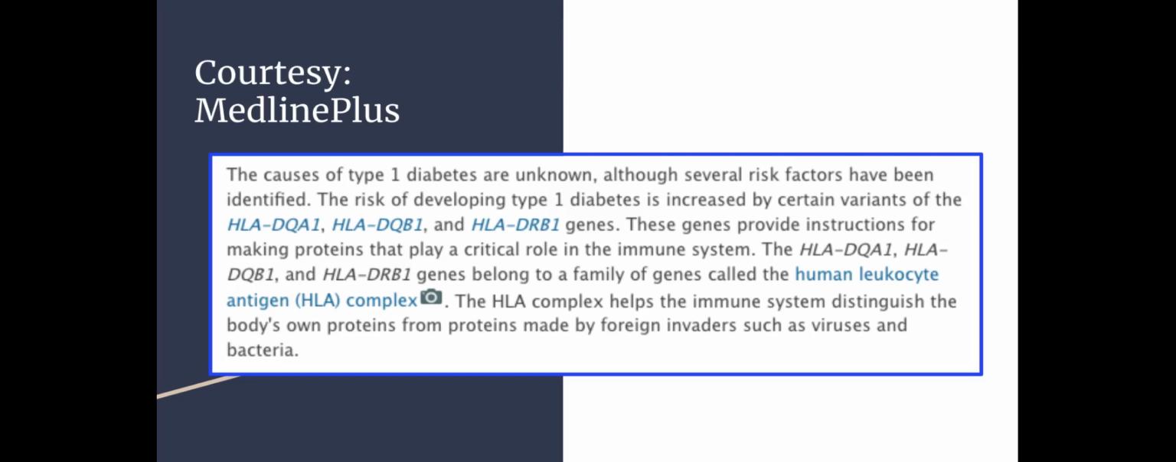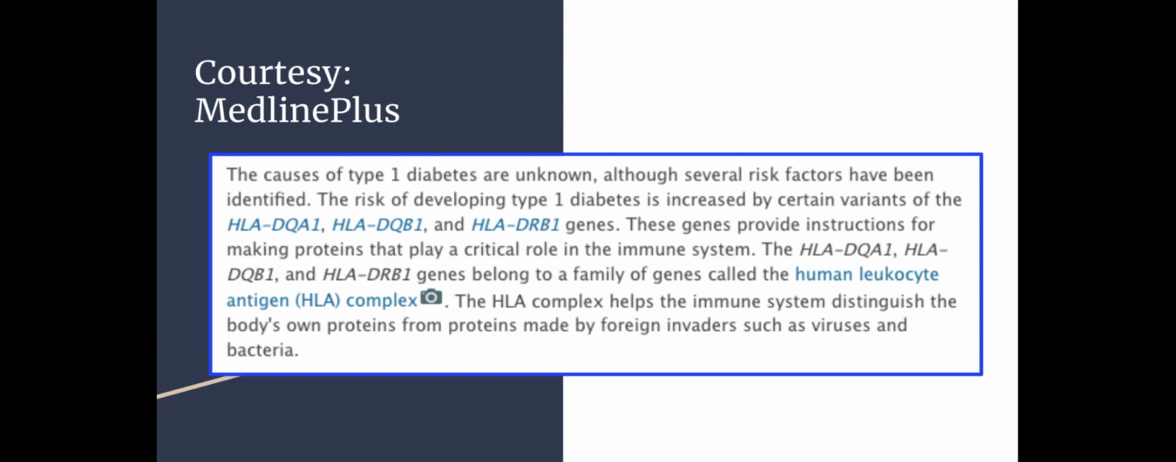So this is an excerpt from the website Medline Plus. It's kind of like a catalog of illnesses, diseases, and all the information about them. I looked up the genetic nature of type 1 diabetes. The causes of type 1 diabetes are unknown. Several risk factors have been identified, and then it talks about the gene variants.